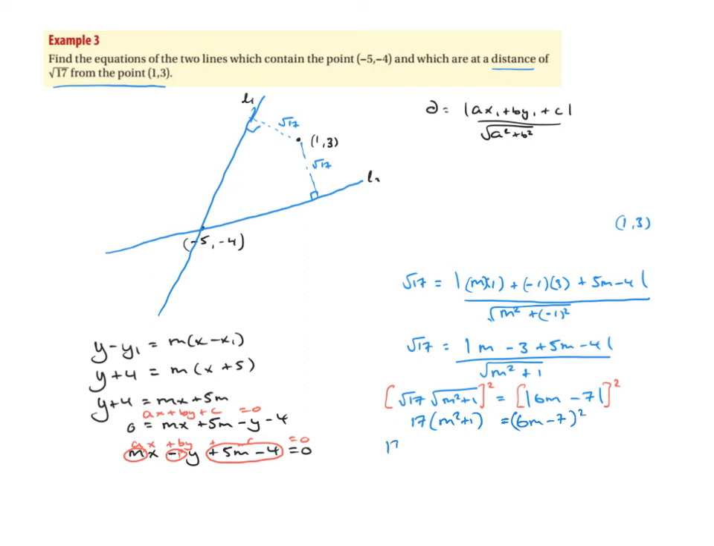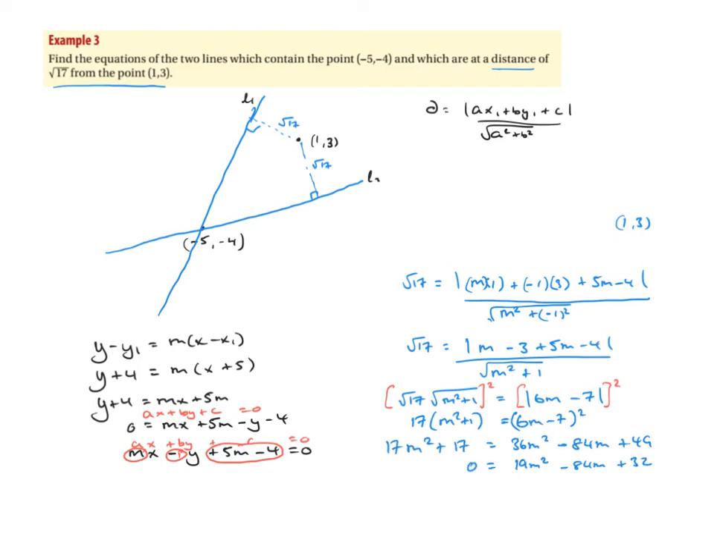Okay, we're going to expand the left hand side. We get 17m squared plus 17 is equal to, this is just a simple binomial, so 6m by 6m is 36m squared, minus 42m doubled, so that's minus 84m, plus 49, and we've got rid of that bracket now. I'm going to take everything over to the right hand side and try to keep the m squared positive. So I'm going to have 19m squared here, minus 84m, and we take the 17 across, so 49 minus 17 is 32, and that's equal to 0.